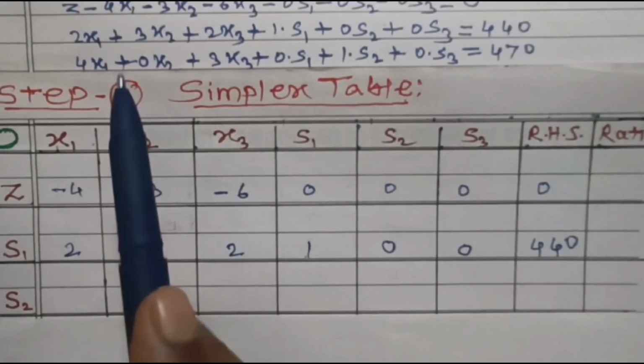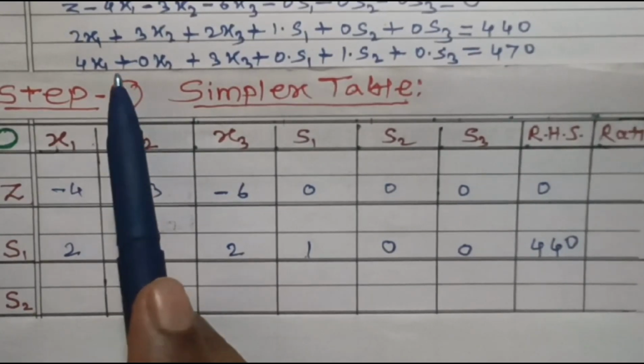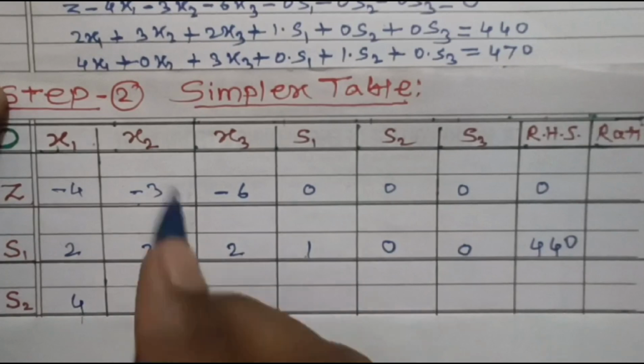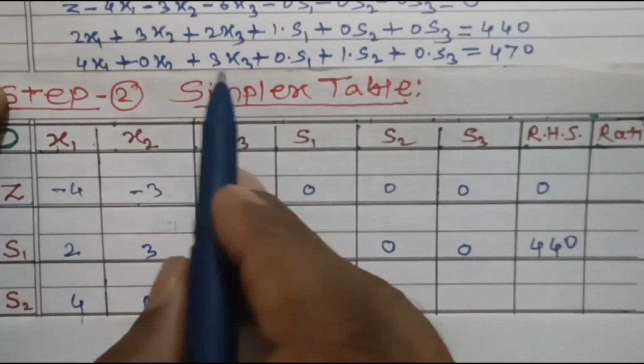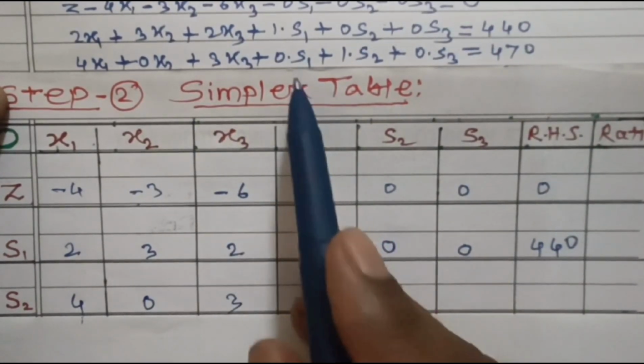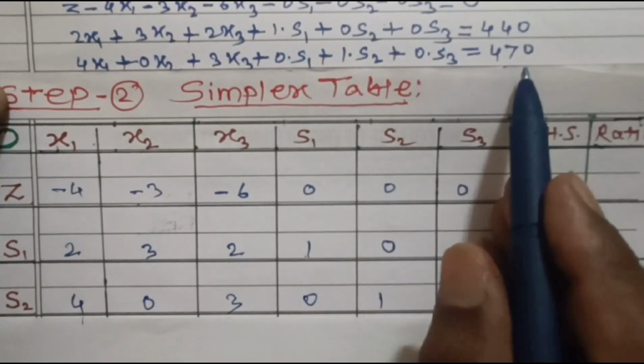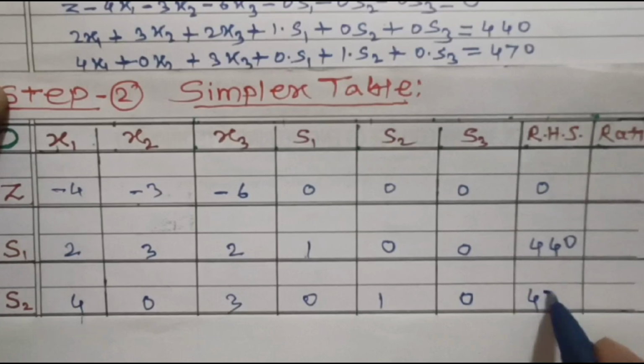Now coefficients of the second equation, which is obtained from the second constraint. So the coefficient of x1 is 4, you can put here, the coefficient of x2 is 0, the coefficient of x3 is 3, the coefficient of s1 is 0, the coefficient of s2 is 1, the coefficient of s3 is 0, and the constant term is 470. So this is the s2 row.